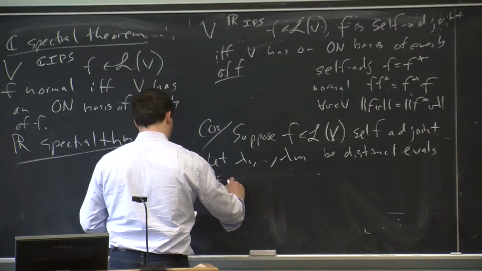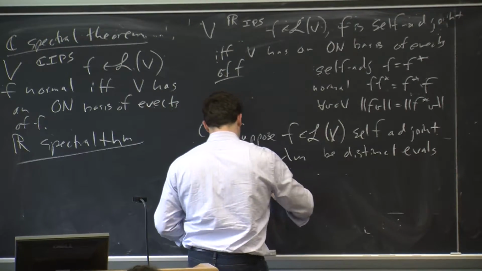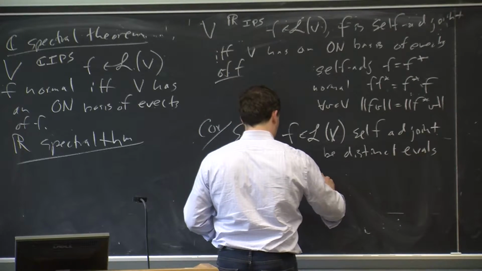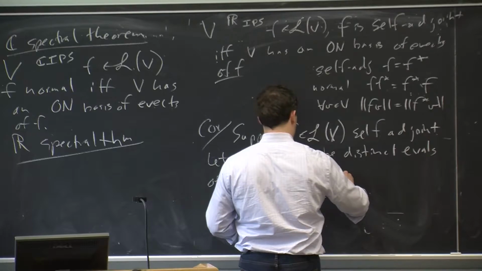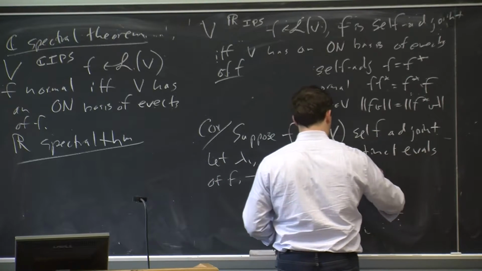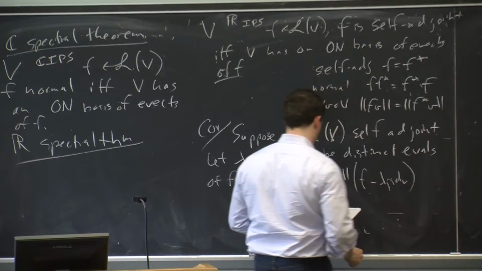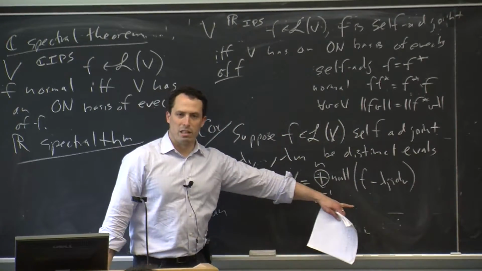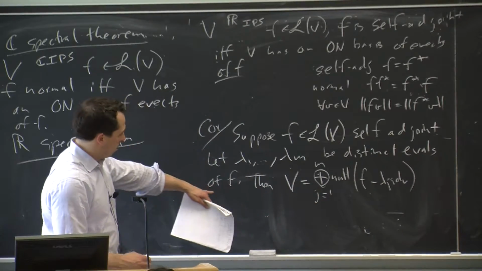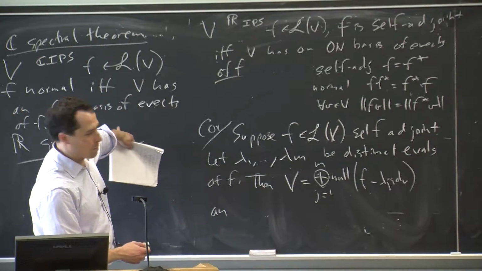For F, then V is the direct sum from j equals 1 up to m of the null of F minus lambda j I_V. So that we know, because this is an equivalent condition to having a basis that makes it diagonal, but it's special. This is not just any basis, but an orthonormal basis.